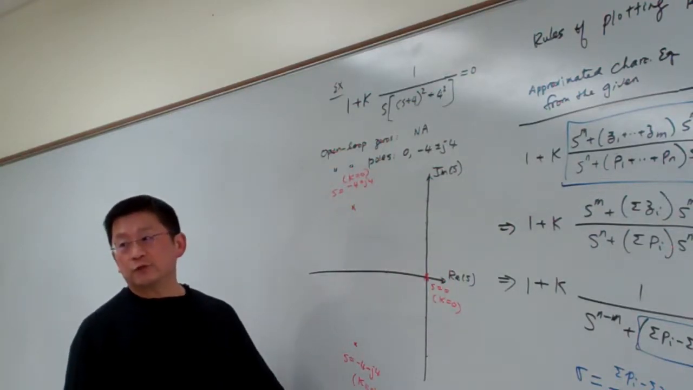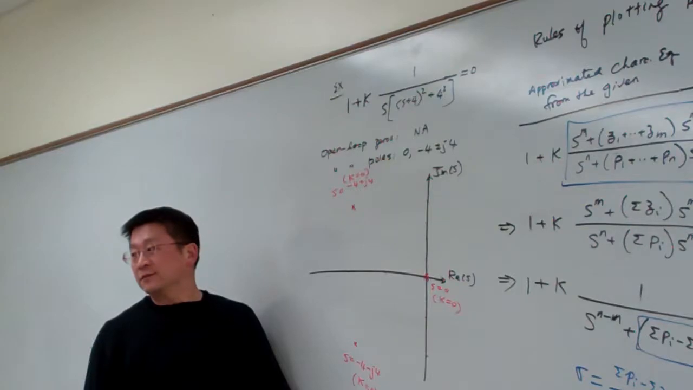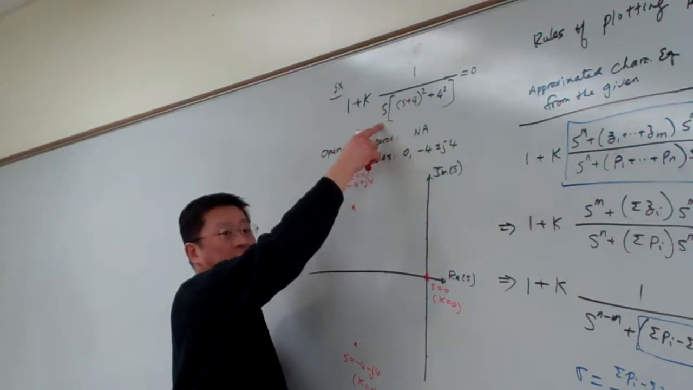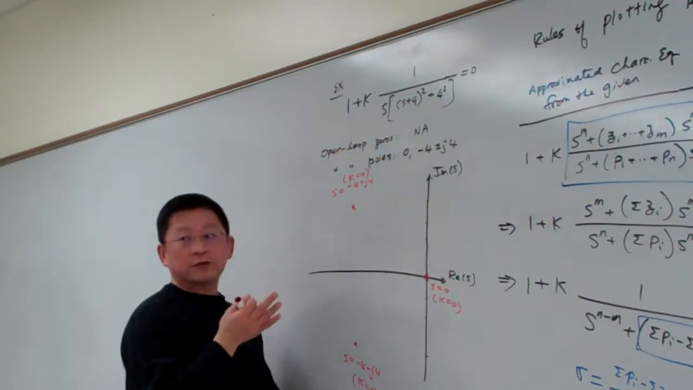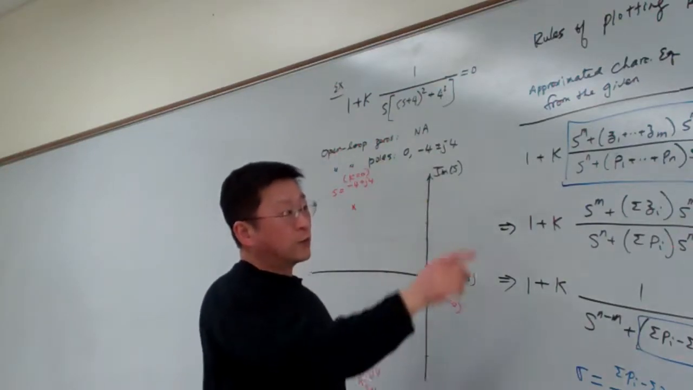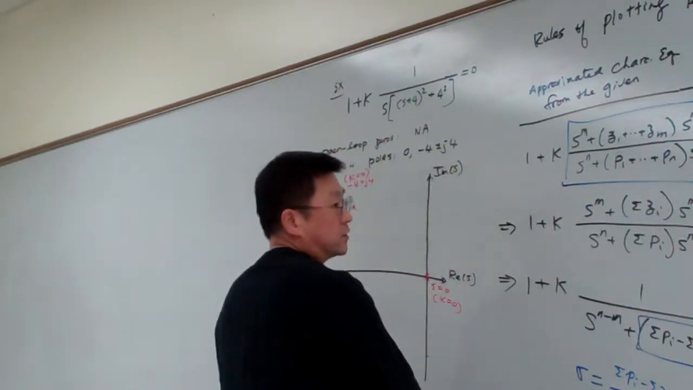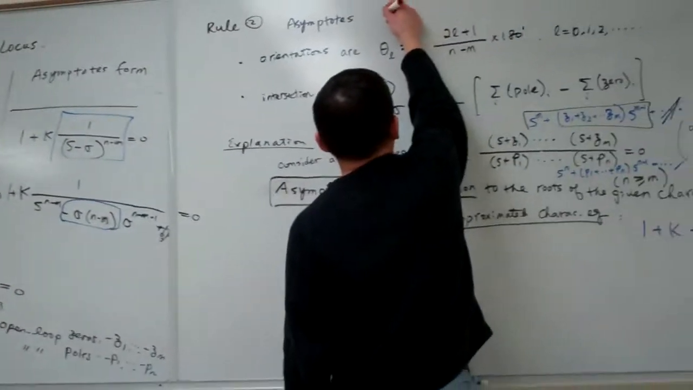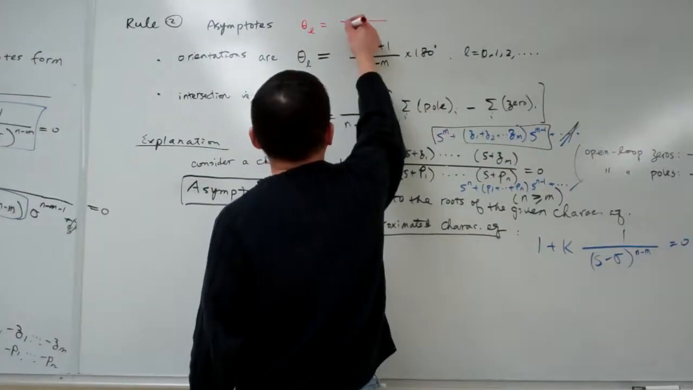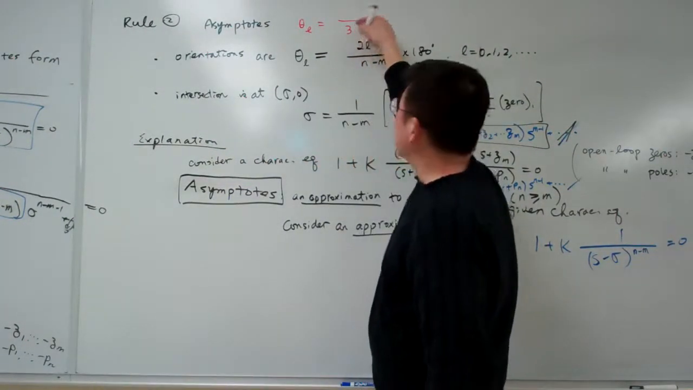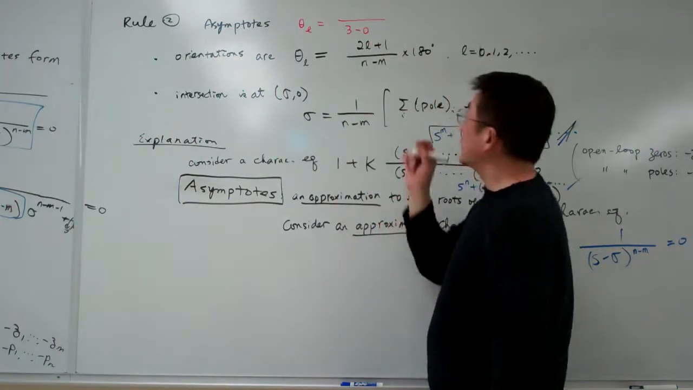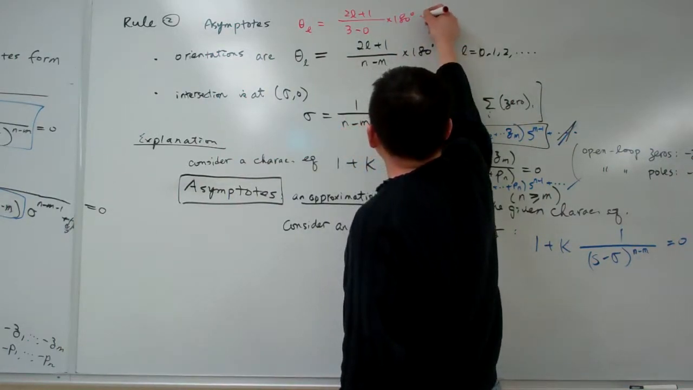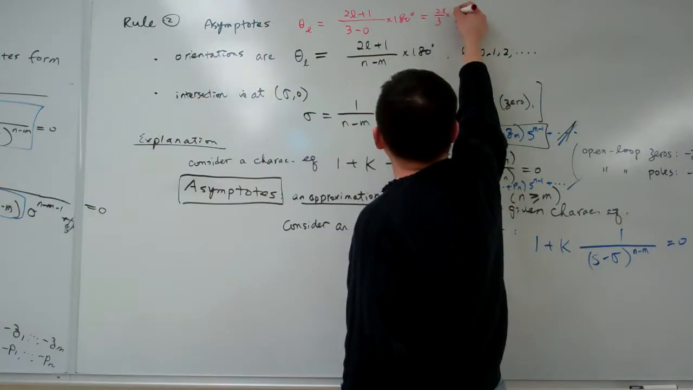How many branches of the root loci are we going to expect for this problem? Three. Why? Because you always look for the degree of the denominator, which is 3, so 3 branches. Now we plug into the second rule. For this exercise, theta L equals (2L plus 1) times 180 degrees divided by n minus m, where n equals 3 and m is 0.